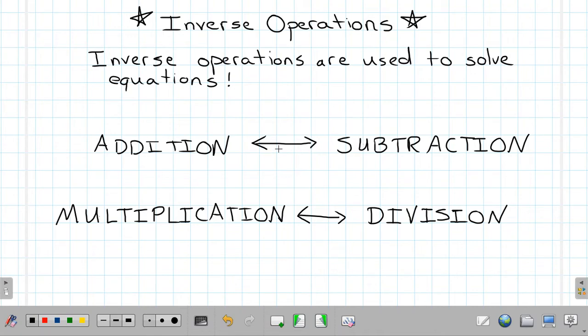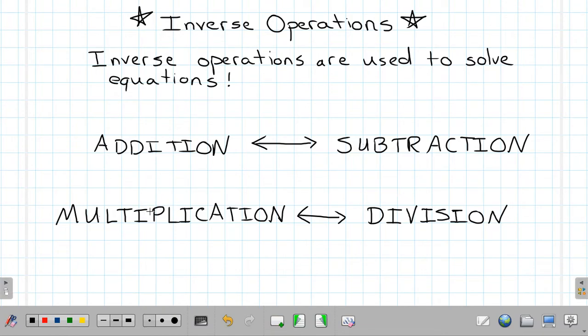And you notice it's a double-headed arrow here, meaning addition is the inverse operation of subtraction, and subtraction is the inverse operation of addition. So it kind of goes back and forth. If you have addition, then you need to do the opposite, which is subtraction. If you have subtraction, you need to do the opposite, which is addition. And the same thing happens with multiplication and division.